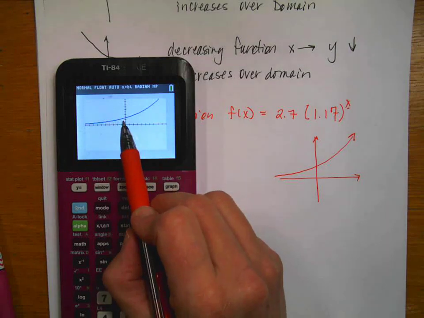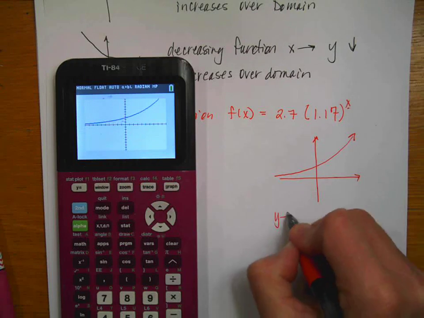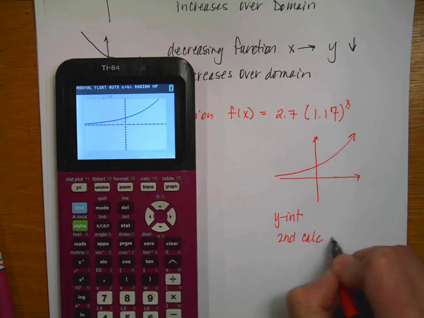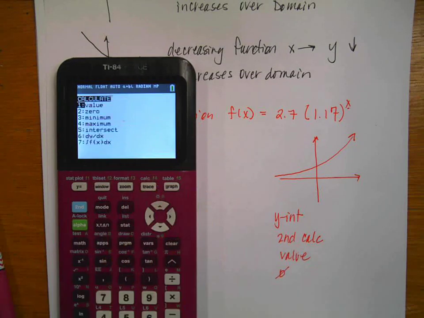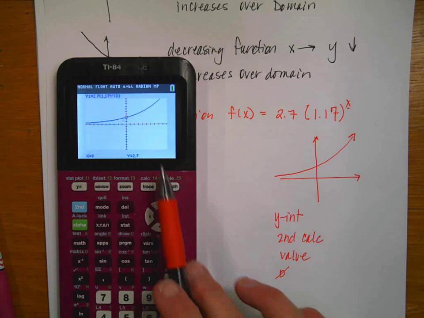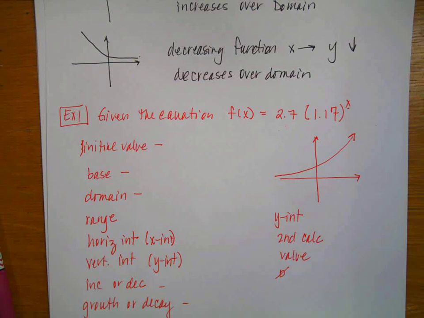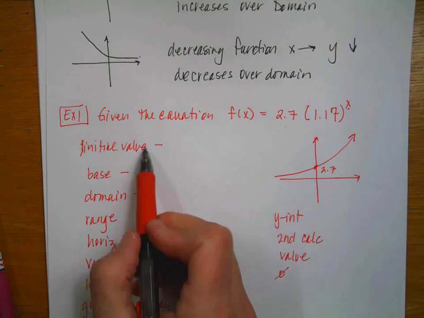So let's say I want to find that point right there, and I'm not exactly sure how to find it. So to find the Y-intercept, I'm going to do second calculate, and then I'm going to choose value, and I'm going to enter a 0 for x. I'm going to say that x is 0, and notice that my cursor pops right to that point, and it tells me that it's 2.7, which is right here. Okay? All right. So we know that this is our 2.7.